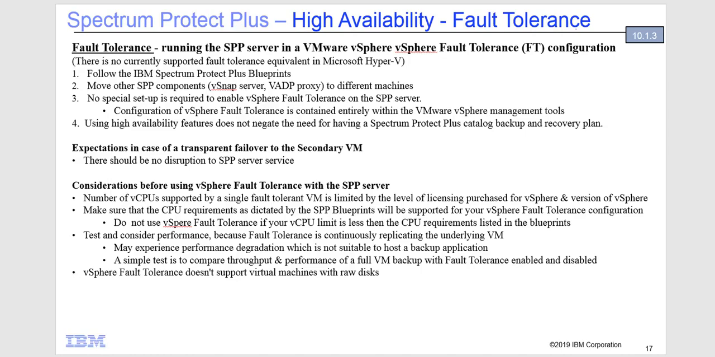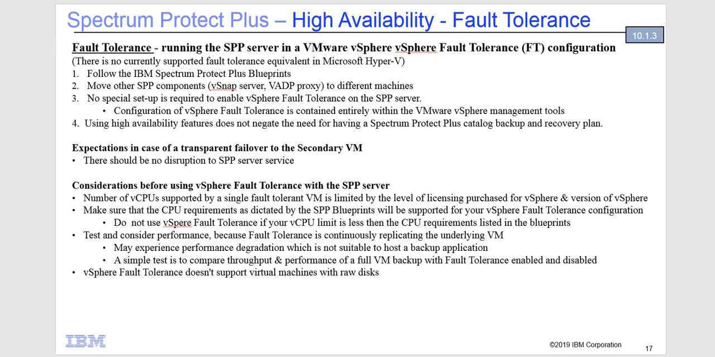Do not do that. You do want to test and consider performance because fault tolerance is continuously replicating the underlying virtual machine, and this may cause you to experience performance degradations which are not suitable to host a backup application. So do test that beforehand. And a simple way to test your performance is to compare the throughput and performance of a full virtual machine backup with fault tolerance enabled versus the backup performance with it disabled. Now, the vSphere fault tolerance doesn't support virtual machines with raw disks.